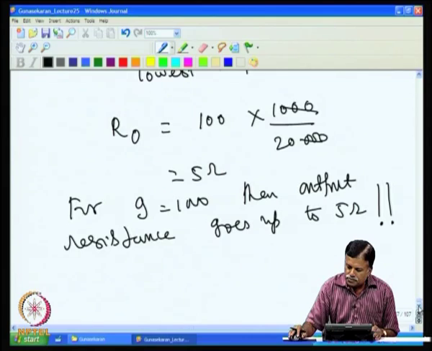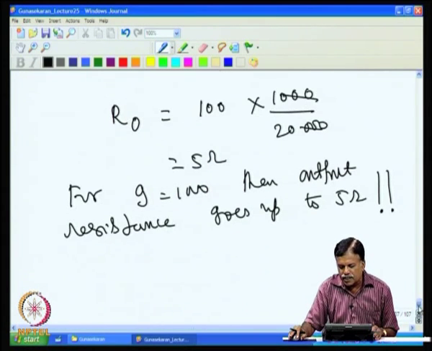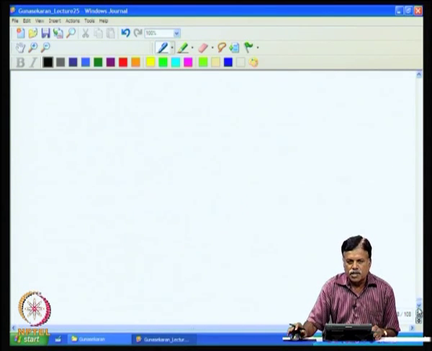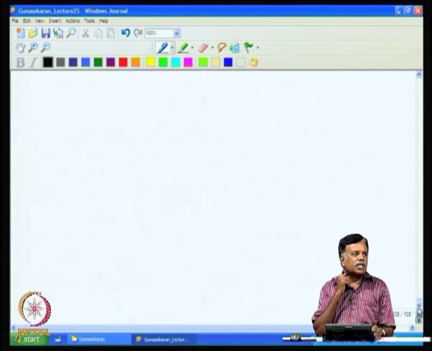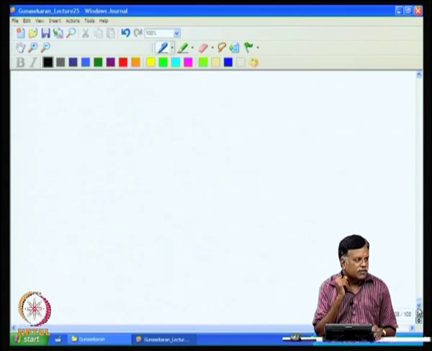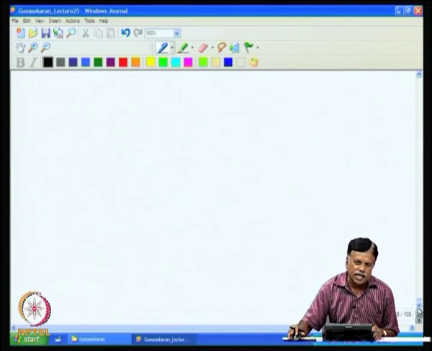And what kind of error does this output resistance give? Because we have seen that the output resistance of the op amp is not 0 and it varies with the gain. If you want the highest gain, then reduce the closed loop gain.